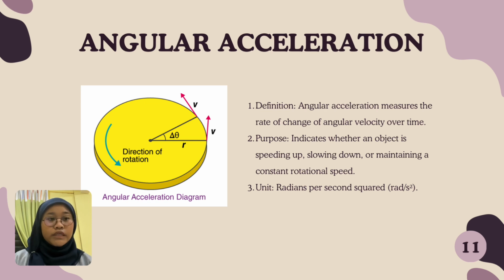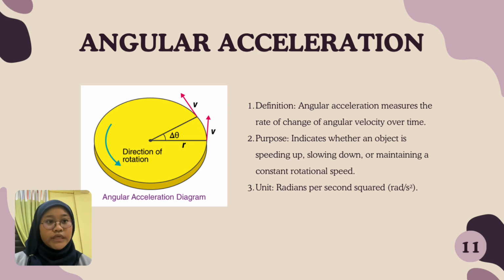Lastly, we have angular acceleration, represented by the Greek letter alpha. Angular acceleration measures how quickly the angular velocity of an object changes over time. It indicates whether an object is speeding up, slowing down, or maintaining a constant rotational speed. The unit of angular acceleration is radian per second squared.